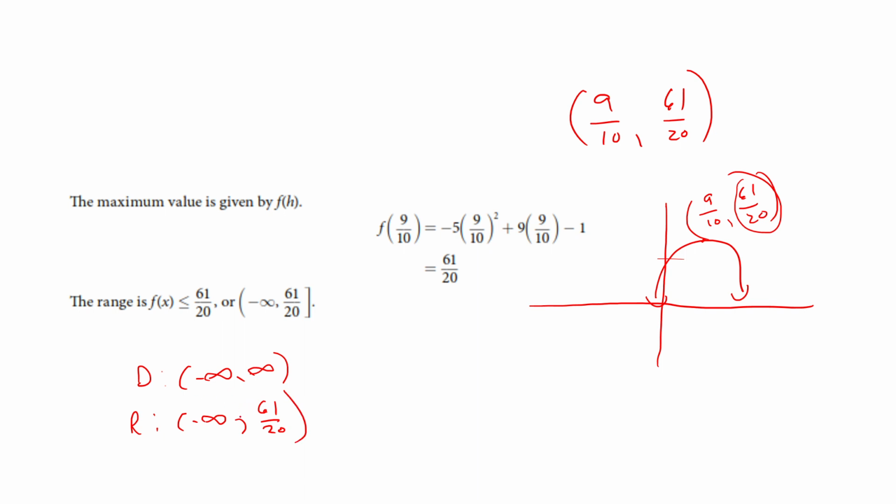Well, I should say it always involves k, but suppose it had gone the other way. Suppose it had been upright, a positive there, and this point was the vertex, 9/10, 61/20. Because it was going up, our domain would still be negative infinity to infinity, but our range would have started at 61/20 and gone up to infinity. So k is always involved in the range, but if it's upside down, it's negative infinity to k. If it's smiling, going upright, it would always be k to infinity.